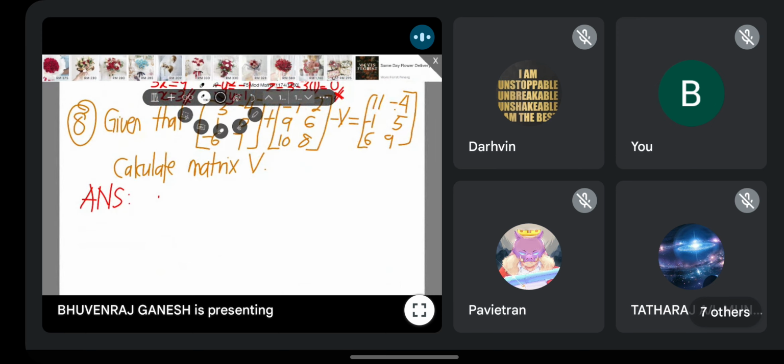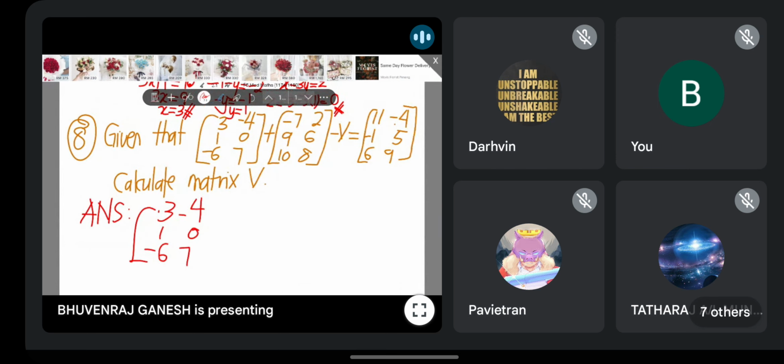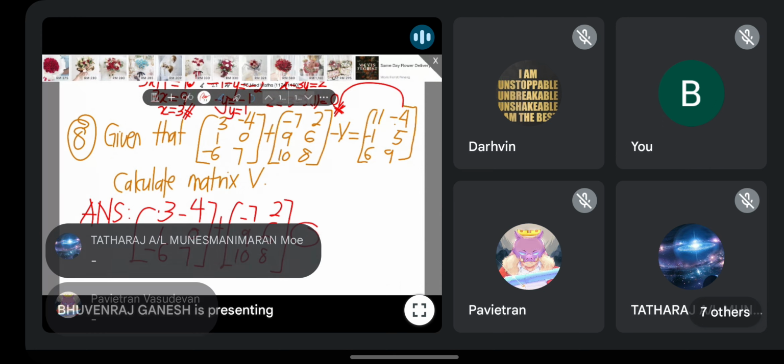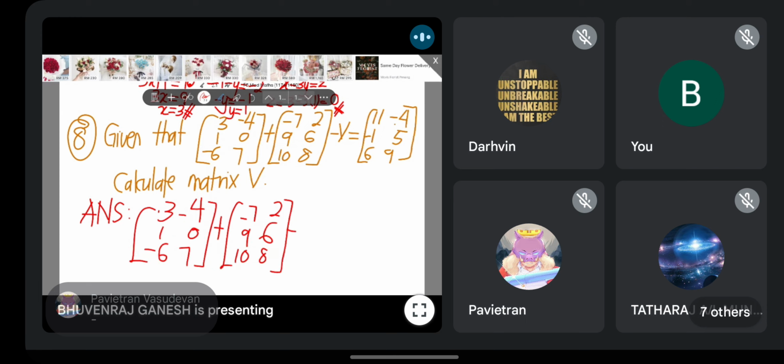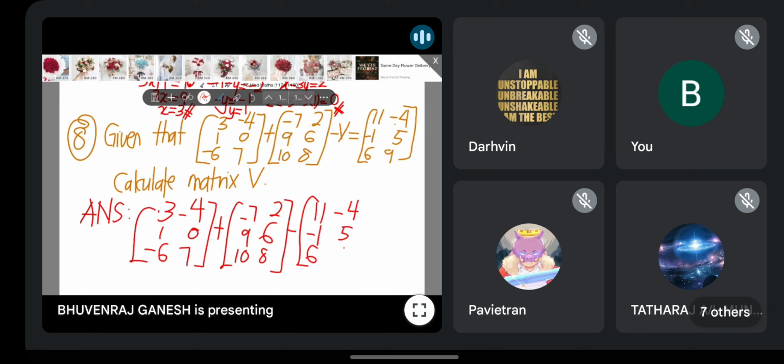Basically, in the first method, you maintain everything here, just copy back -407 plus -7 9 10 2 6 8. Guys, what symbol should I put here now when I shift this one to this side? From the right hand side to the left hand side, what should be the symbol I put in the circle? Correct, must put a negative sign. So negative 11, negative 1, 6, negative 4, 5, 9 is equal to V.